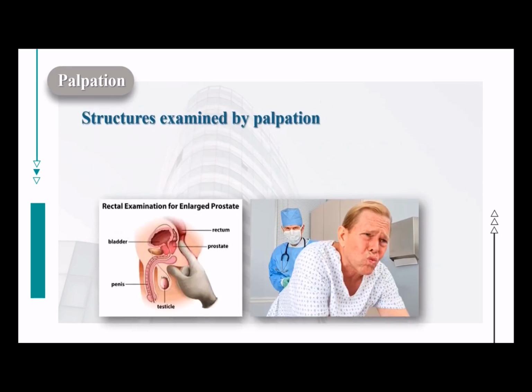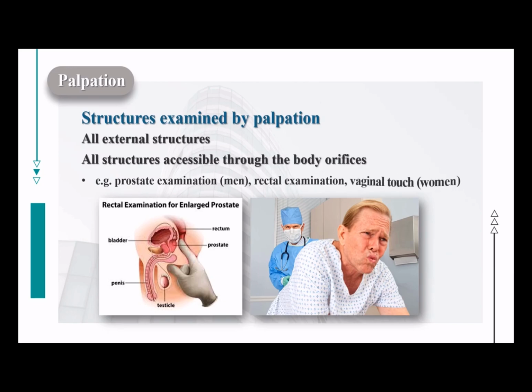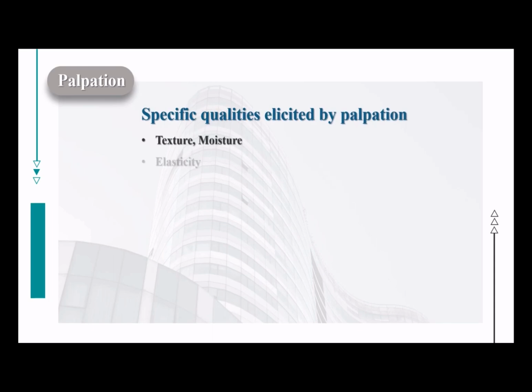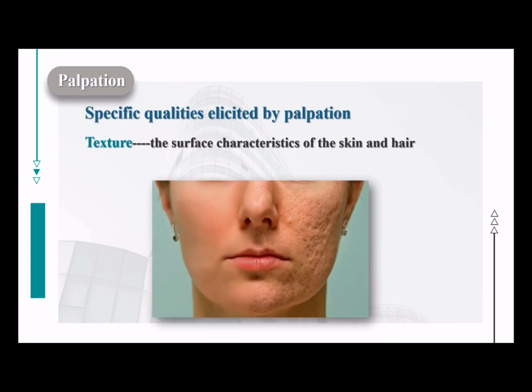Palpation is employed on every part of the body accessible to the examining fingers: all external structures, all structures accessible through the body orifices, bones, joints, muscles, superficial arteries, and so on. Specific qualities elicited by palpation are summarized as follows, such as texture, moisture, elasticity, pulsation, skin temperature, and characteristics of masses. For example, the surface characteristics of the skin and hair are noted.